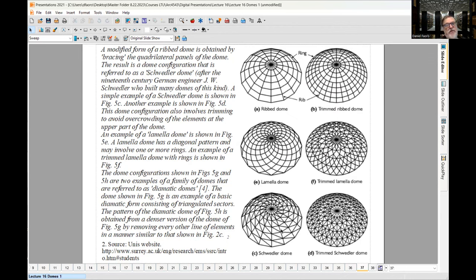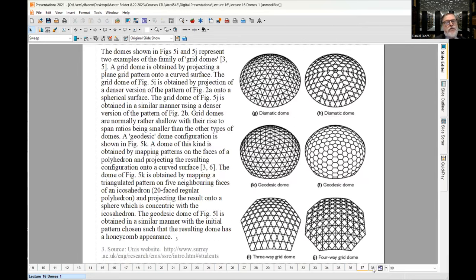And on the right-hand side, the Schwedler dome now trimmed. Again, uniforming smaller panelization throughout, but somewhat larger panelization where loads are smaller, evens out forces. Now, the next set of domes are moving into, let's say, the 20th century.